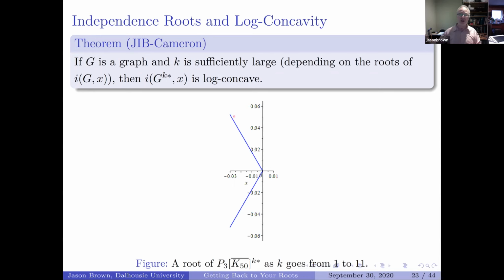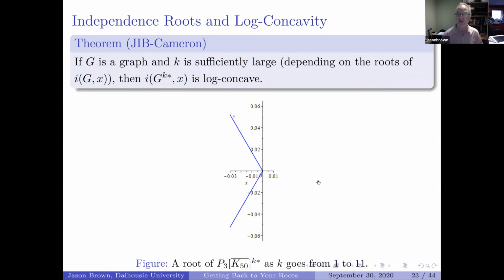Notice that the root starts off even in the right half plane, but eventually the root ends up in this little sector that I've drawn in blue. And that little sector between the top blue line and the bottom blue line has argument or angle 2 pi over 3. It's going from 2 pi over 3 to 4 pi over 3, or 120 degrees to 240 degrees. That's a key thing, that the root ends up in here. And in fact, all the roots eventually for the graph K star of this graph end up in that region.